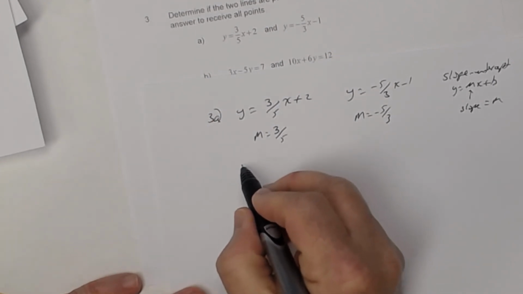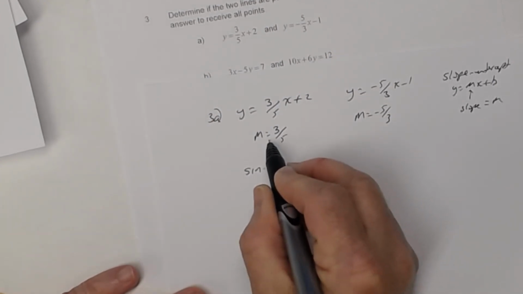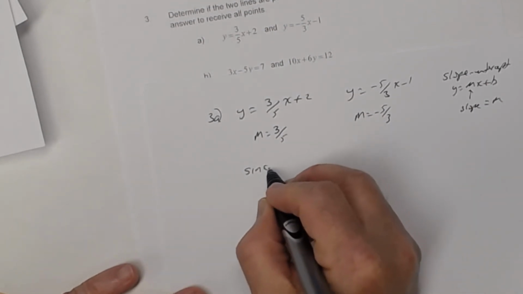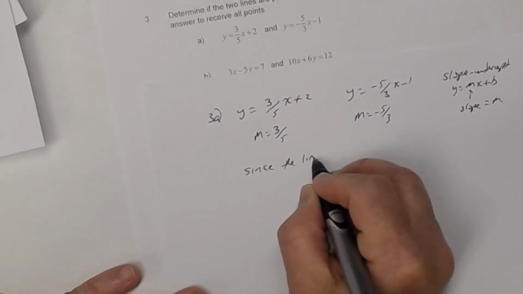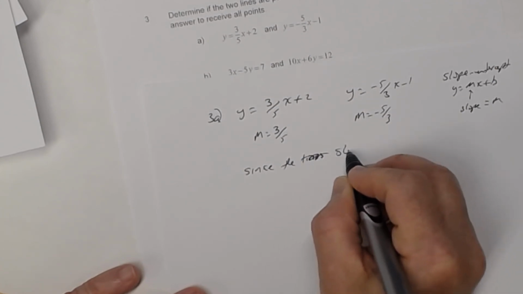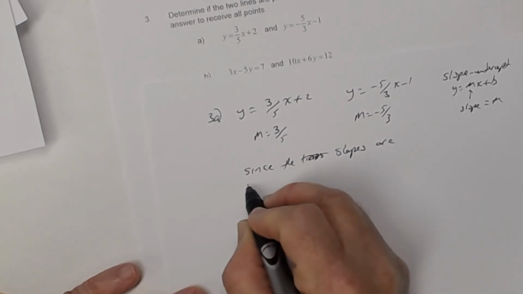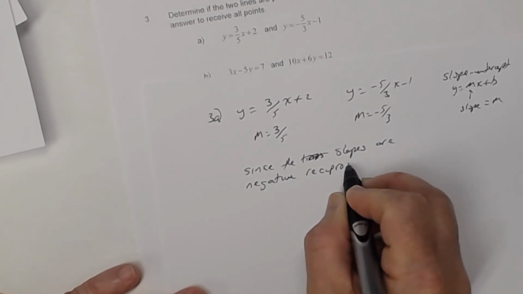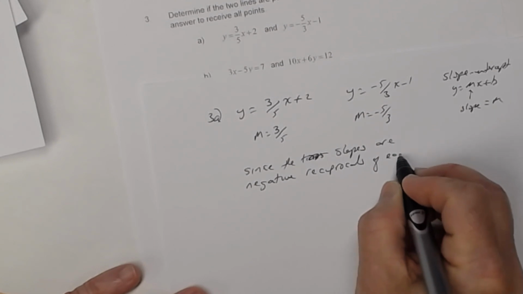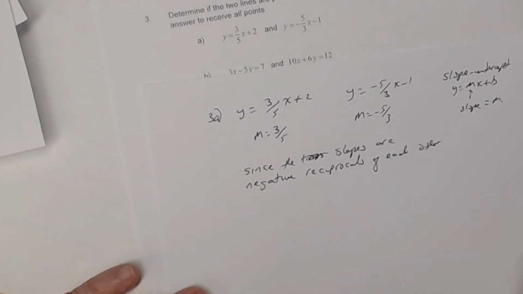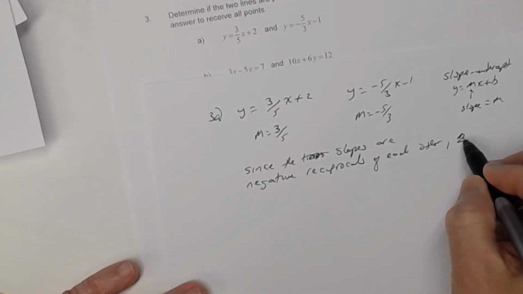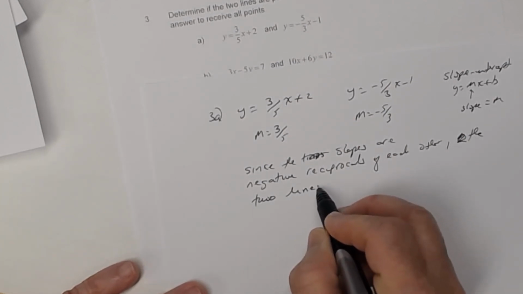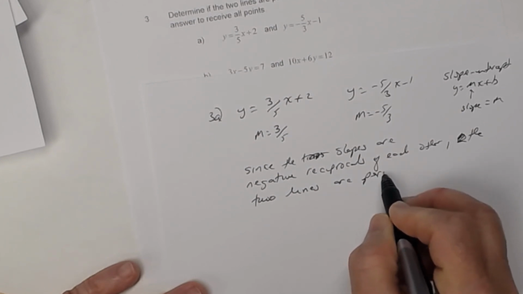So then you're going to say that. You're going to say since, but I had to see something about the slope. I had to see a number. So since the slopes are negative reciprocals of each other, the two lines are perpendicular.